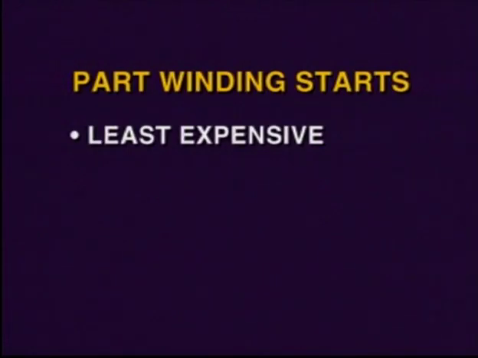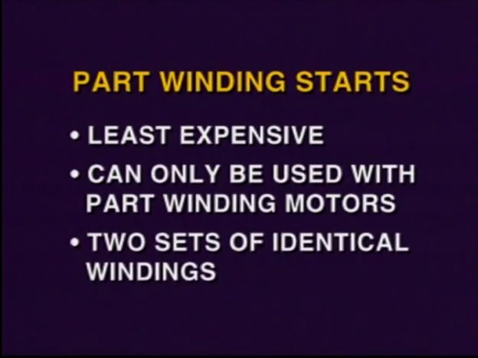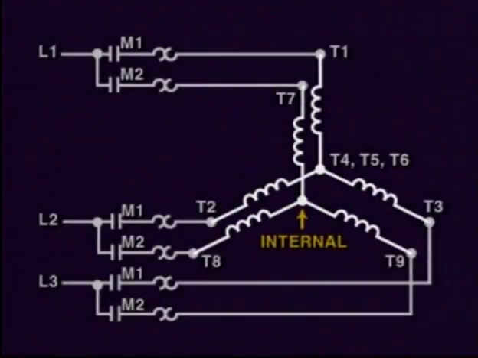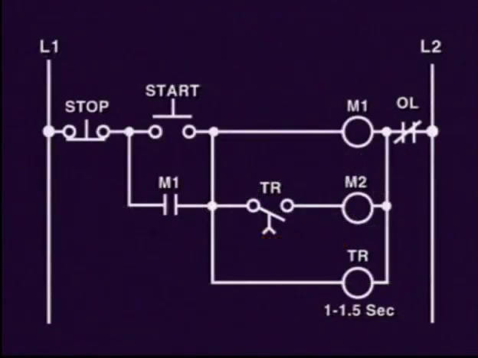Part winding is the least expensive of all methods of reduced starts. This type can only be used with part winding motors, which have two sets of identical windings. These windings are intended to be used in parallel. Most dual voltage motors, but not all, can be used as part winding as long as the lower voltage is used. The circuit used to control these starts is rather simple.